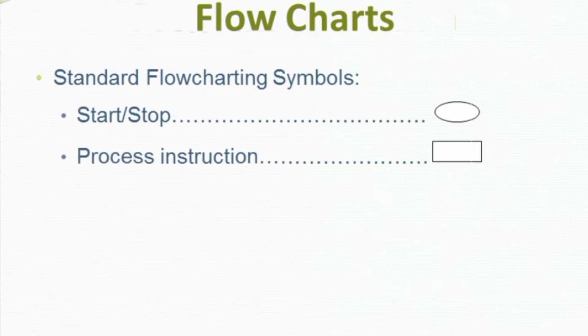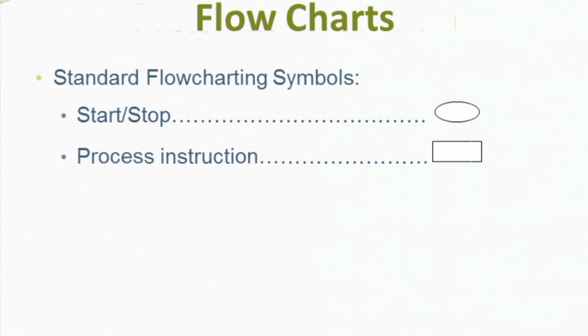Okay, so to create a flowchart, there are a couple symbols that we need to know. So the first is the start-stop symbol. So it's kind of self-explanatory. You're going to have a start symbol at the beginning of your flowchart. You're going to have a stop symbol at the end of your flowchart. Okay, they're pretty much the same thing. We have an oval.